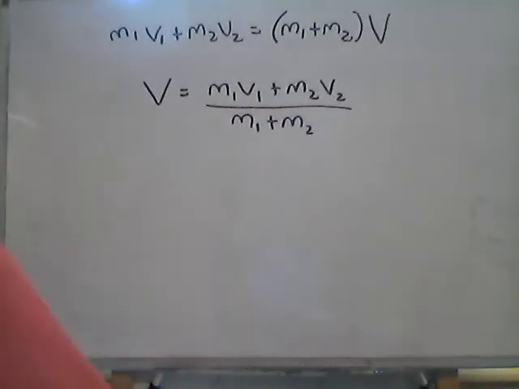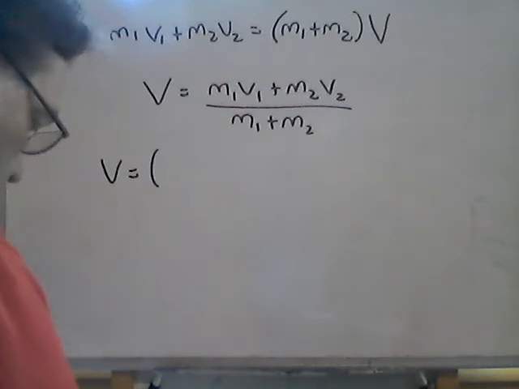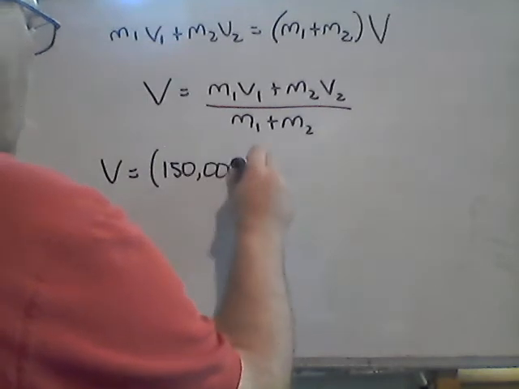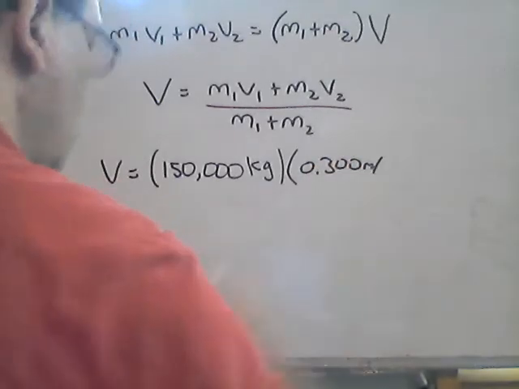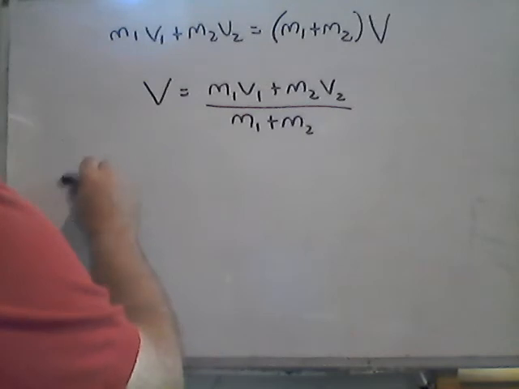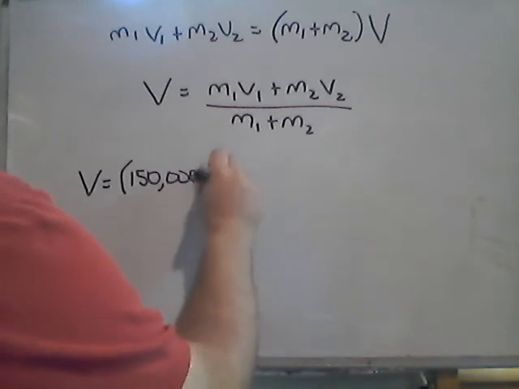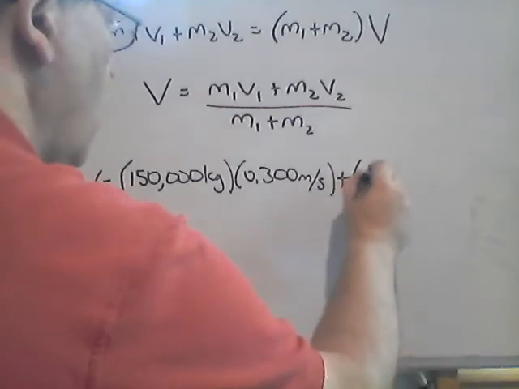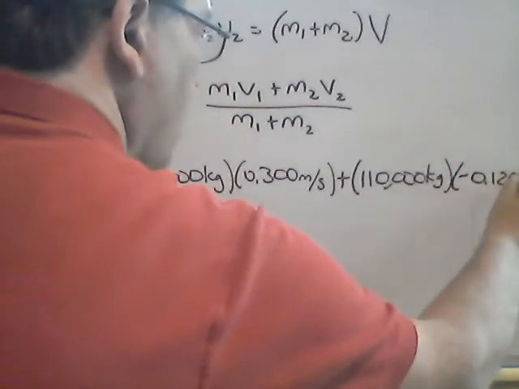Okay, I work all that out, and I'll find out what that final velocity is. So let's do it. Plug in the numbers. I have the initial mass, M1, is going to be 150,000 kilograms. V1, remember, is a positive 0.300 meters per second. These are big numbers. Capital V, again, M1, 150,000 kilograms times 0.300 meters per second plus 110,000 kilograms times negative 0.120 meters per second.